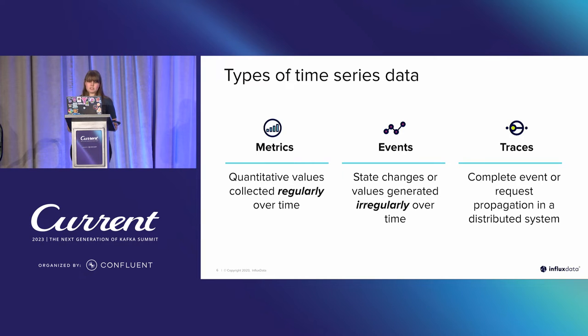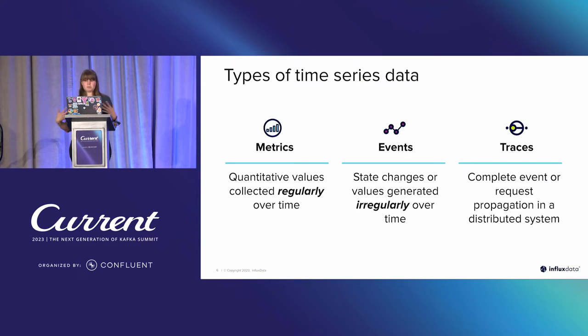Now, when it comes to time series data, what I just mentioned is called metrics. Those are quantitative values that are collected regularly over time, like for how long you sleep. Events, though, are irregularly collected over time, so that's going to be something like tracking a button on your website. You just want to make sure it works. You're just keeping track, but the button's not pressed all day. There's not just a robot clicking on it all day. Instead, it's clicked randomly, irregularly, whenever someone happens to interact with it. That can be real in an IoT sense as well, but it is more common on the internet.